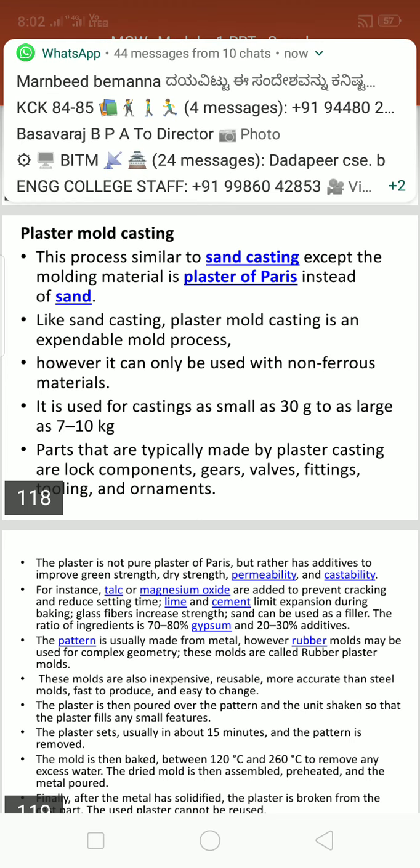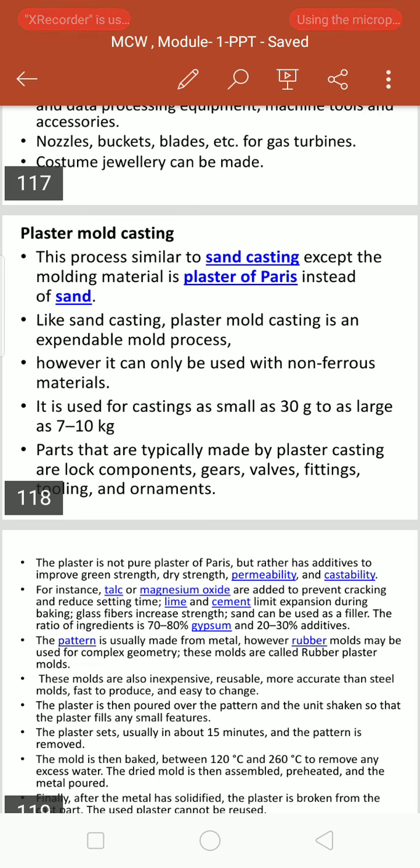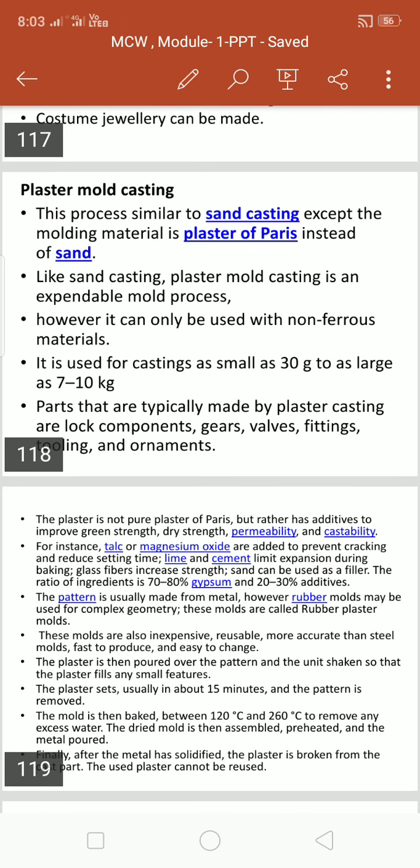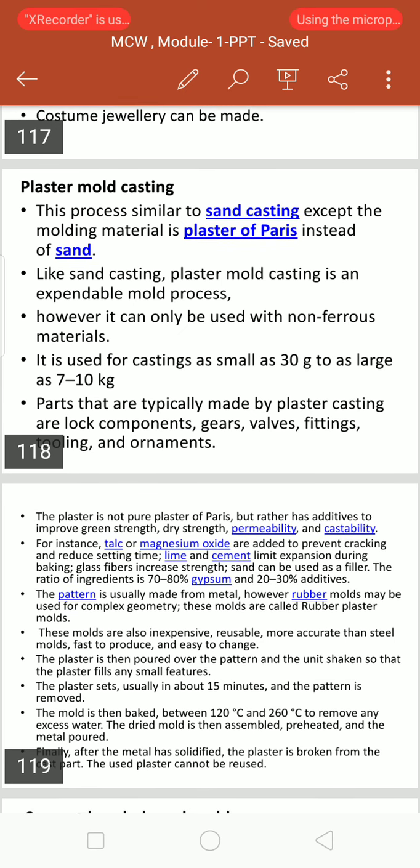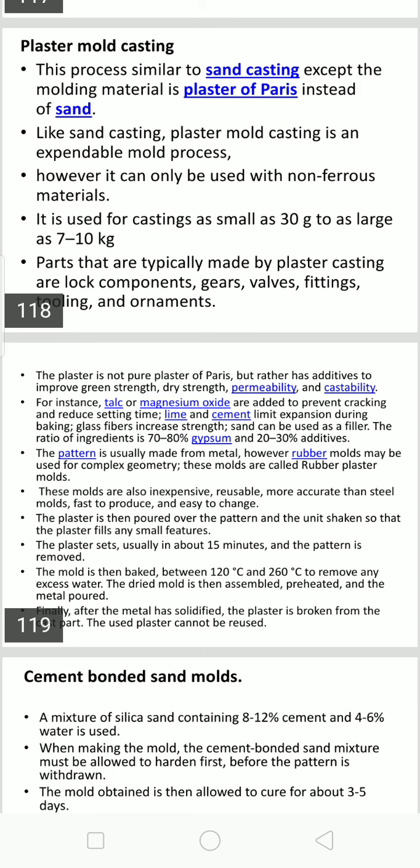The molding procedure is exactly similar to the sand casting process, but instead of sand, here we are using plaster of Paris or gypsum. Along with gypsum, many additives can also be added. They can produce only non-ferrous material castings. Plaster mold casting is an expendable mold process. It is used for production of castings weighing from 30 grams to 10 kg, that is, very small to medium. Parts like gears, valves, fittings, other precision components and ornaments can be produced.